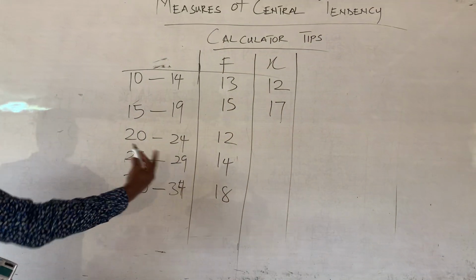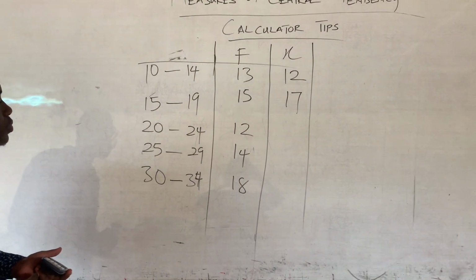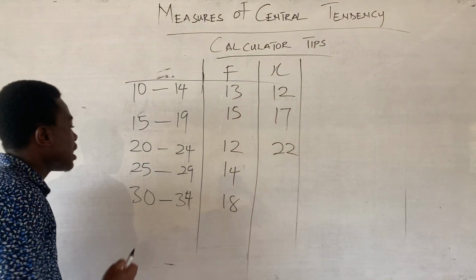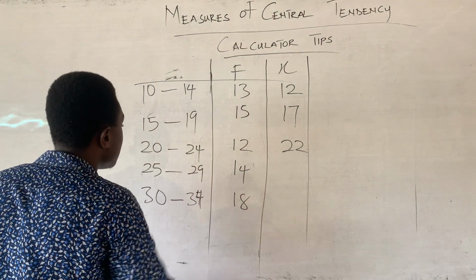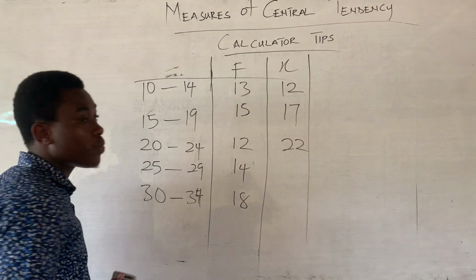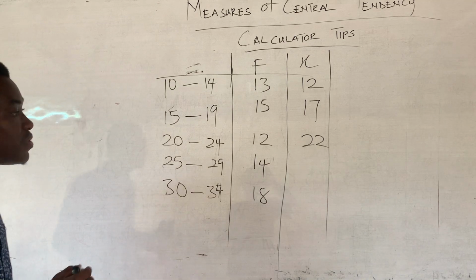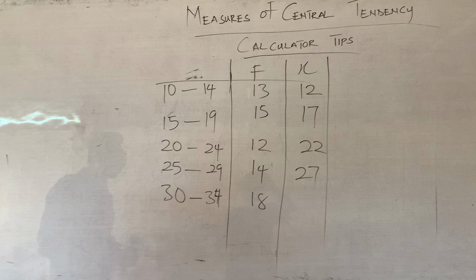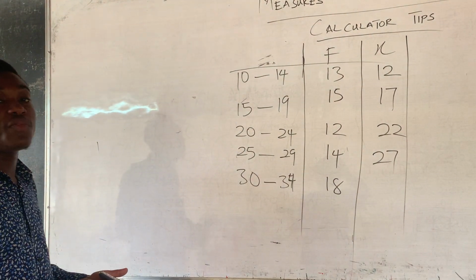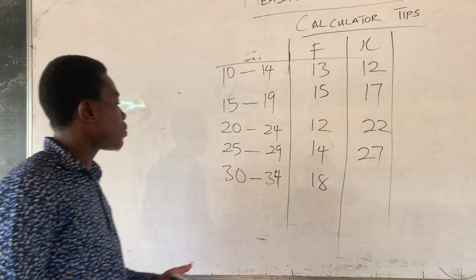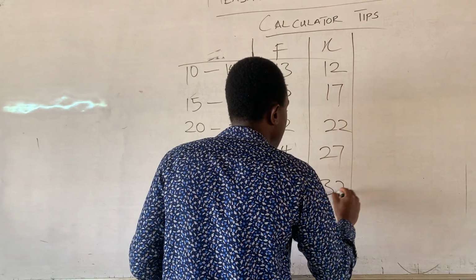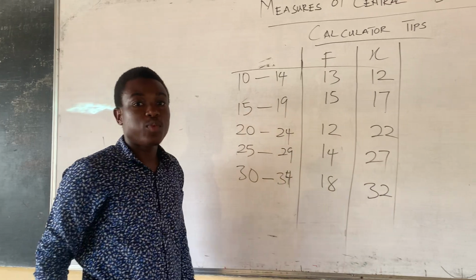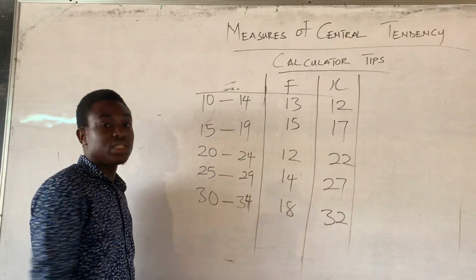Then 20 plus 24, that is 44. 44 divided by 2, we have 22. Then 25 plus 29, that gives us 54. 54 divided by 2, we have 27. Then finally, 30 plus 34 giving us 64. 64 divided by 2, we have 32. So these are our midpoints for this group data.